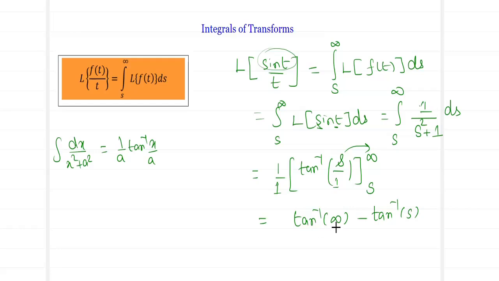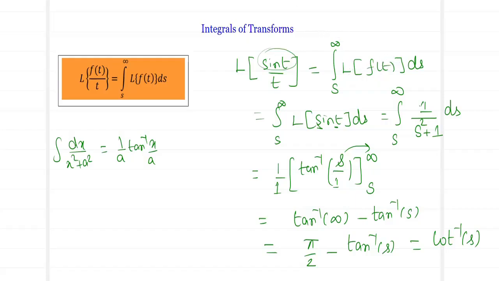When does tan reach infinity? It reaches it at 90 degrees. So tan inverse of infinity makes it pi by 2, minus tan inverse s. What is 90 minus tan inverse of theta? I can write it as cot inverse of s. So I hope you now understood how to apply the property of division by t. If you have division by t, you will have to just integrate the function with respect to ds.